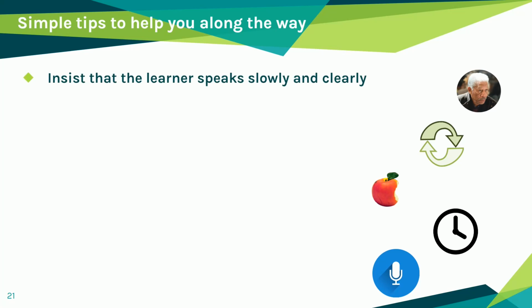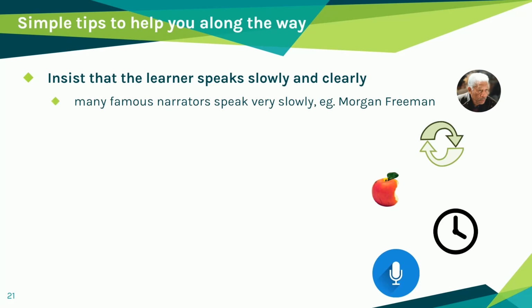Firstly, insist that the learner speaks slowly and clearly. Let them know that there are many famous narrators like Morgan Freeman, which we have probably all heard, who does speak slowly, and let them know that it's completely fine to do that. There's no advantage to speaking quickly if it's not even very clear and easy to understand for the listener.